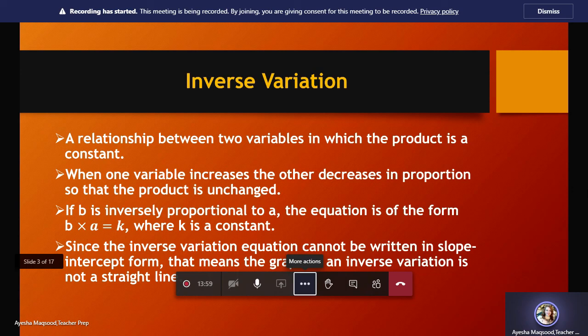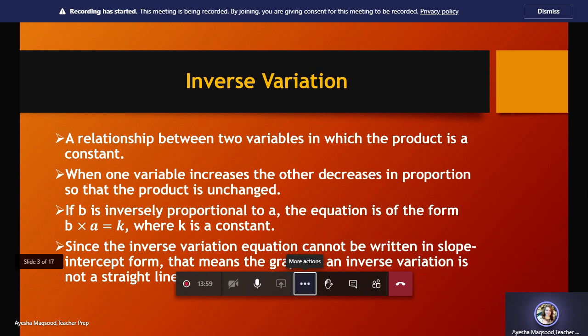Now the second step comes, where we check whether they have the same constant or not. The value of the constant remains the same throughout or not. So you can see that, as in the last slide, we said k can be obtained by multiplying the values of the two variables.